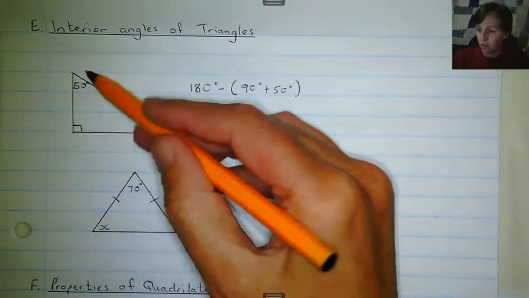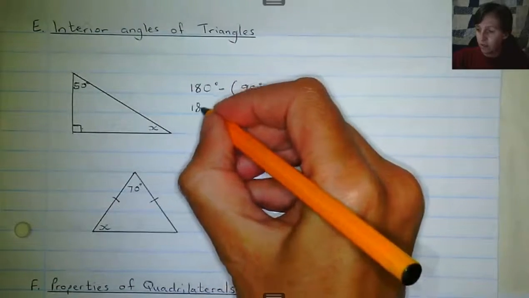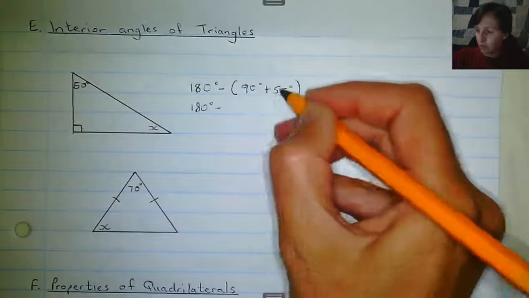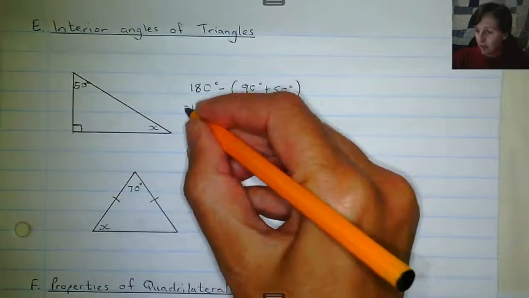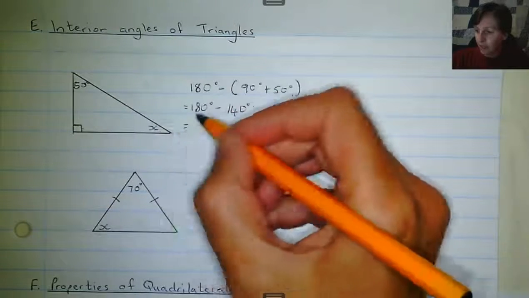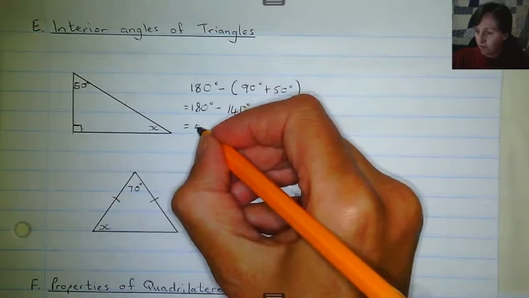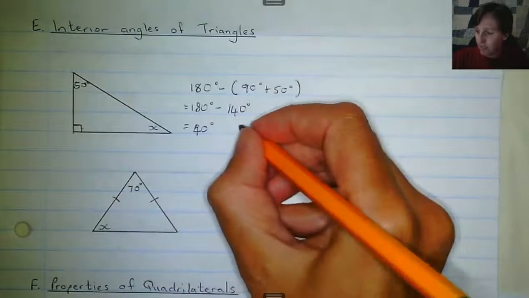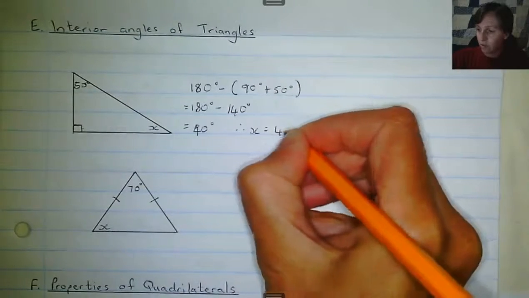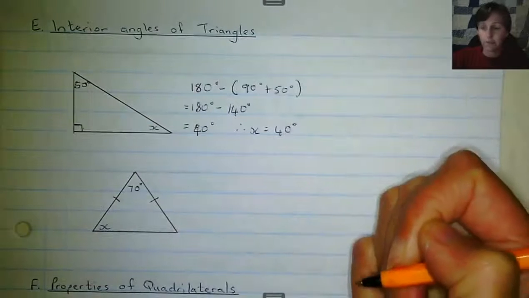So we're going to subtract those two. Then we say 180 degrees minus, if we add those two together, I'm going to get 140 degrees. And that is going to give me a leftover of 40 degrees. So that means x equals 40 degrees.